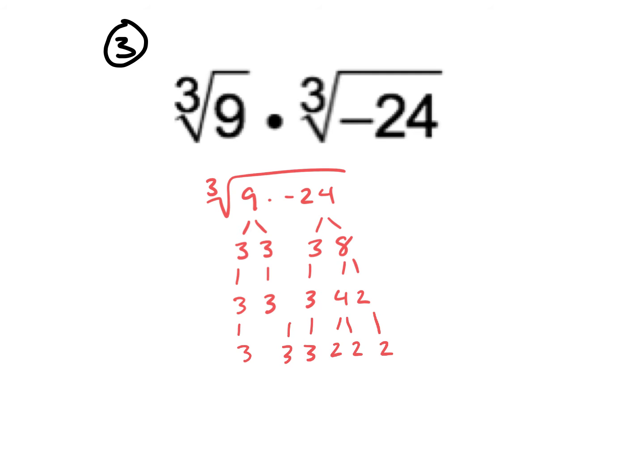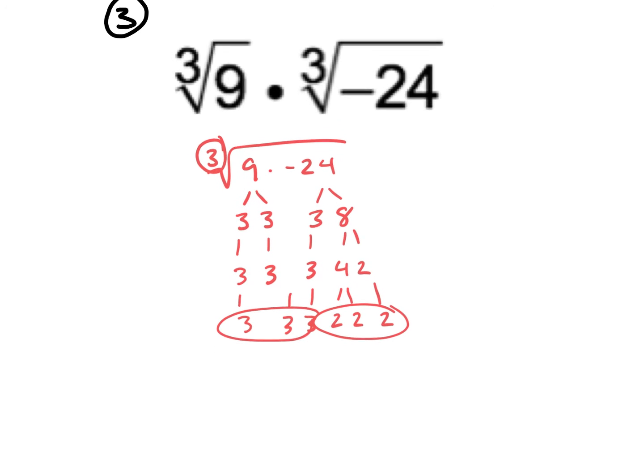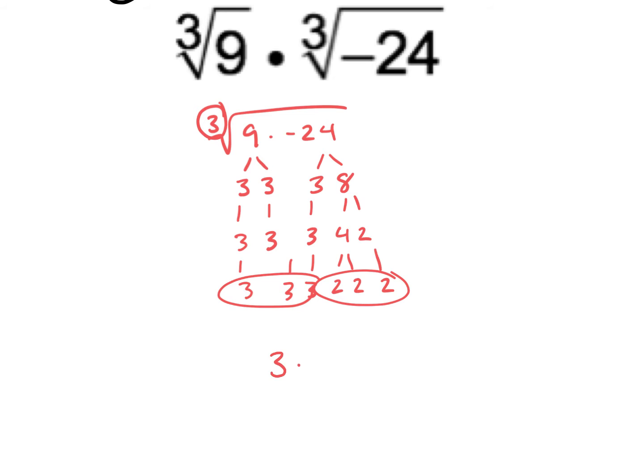We have to circle groups of how many here? Groups of 3. So we have 3 3's and 3 2's. What comes to the outside? A 3 and a 2. What's 3 times 2? 6. But we started with a negative in here. So awesome. It's negative 6 because we have an odd index. So we just take out the negative in our answer.